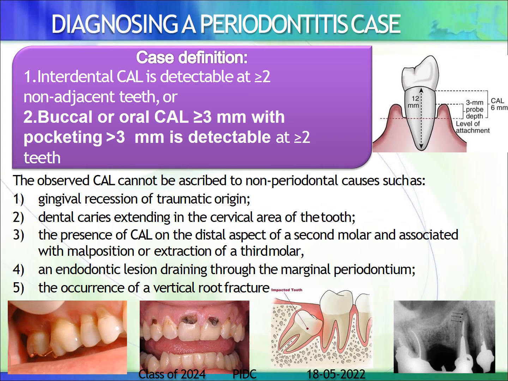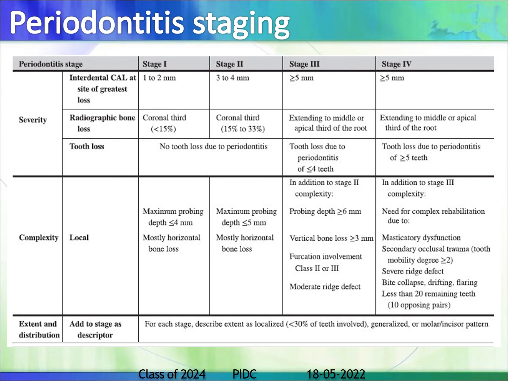Other non-periodontal causes include clinical attachment loss on the distal aspect of the second molar associated with malposition or extraction of the third molar, an endodontic lesion draining through the marginal periodontium, and the occurrence of a periodontal root fracture. And as I told you, if less than 30% of the teeth are involved, we classify it as localized. More than 30%, we classify it as generalized.